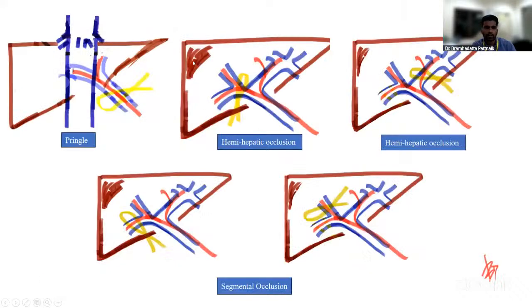So coming to isolated clampings, I'll be speaking mostly about this Pringle maneuver and hemihepatic occlusion. In hemihepatic occlusion, you can either clamp the whole of the right Glissonian pedicle, or you can clamp the whole of the left Glissonian pedicle. And in segmental occlusion, you can go for right posterior, right anterior. In right anterior also, you can separately clamp 5 and 8. In right posterior also, you can separately clamp 6 and 7, which I will be showing in one of the videos.